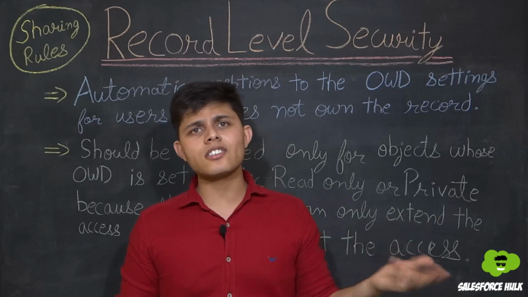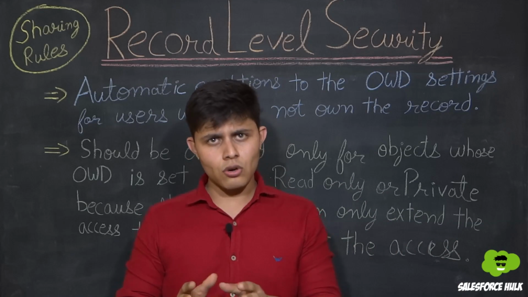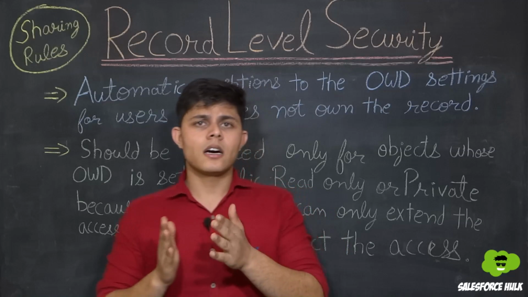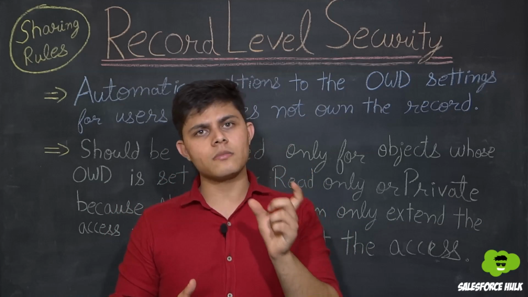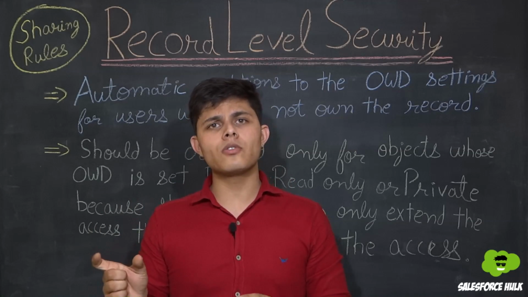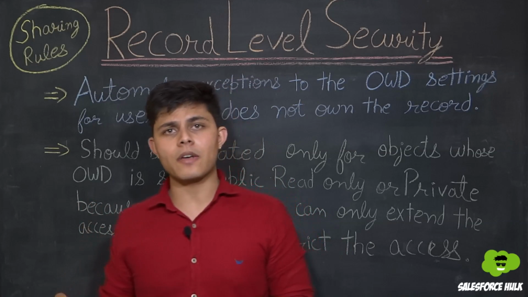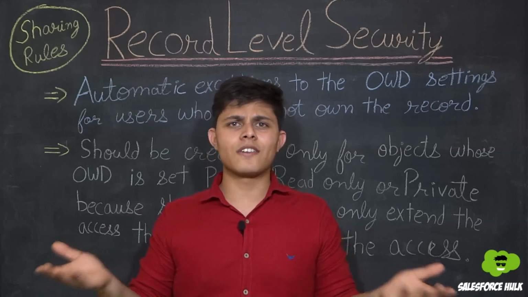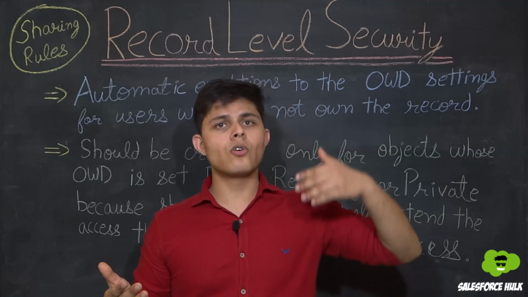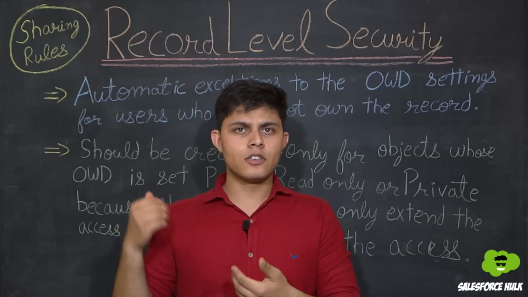Why do we need to create a sharing rule for that object then? So you should only create sharing rules for the object whose OWD is public read only or private, because for public read write, all the users can already view and edit the records, so there is no extra level that we can give using sharing rules.